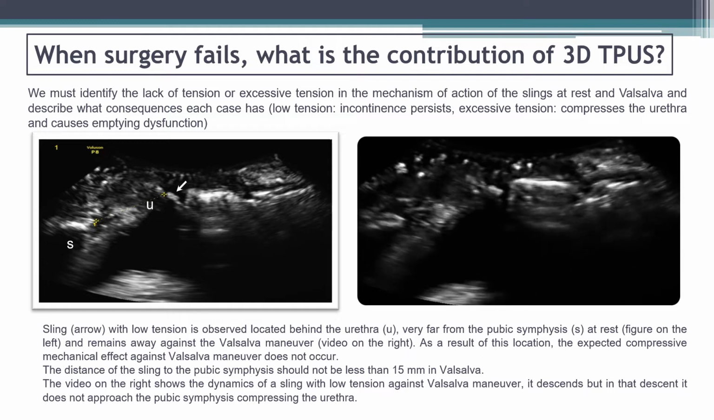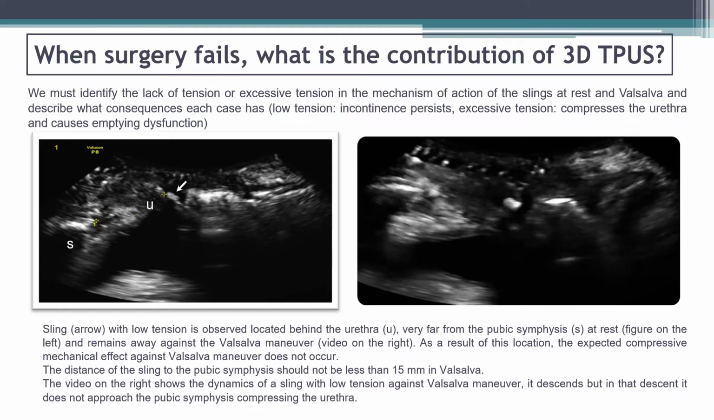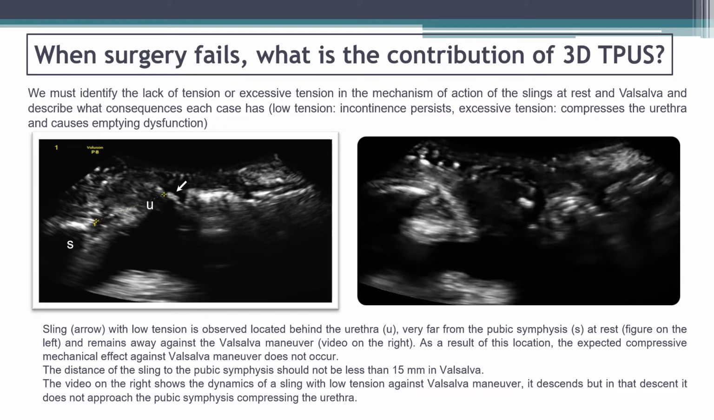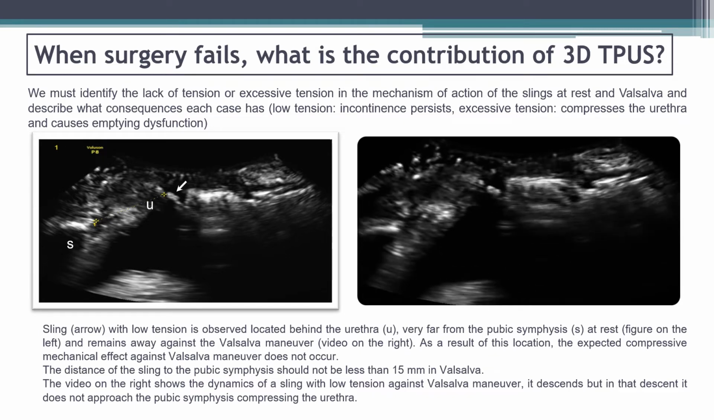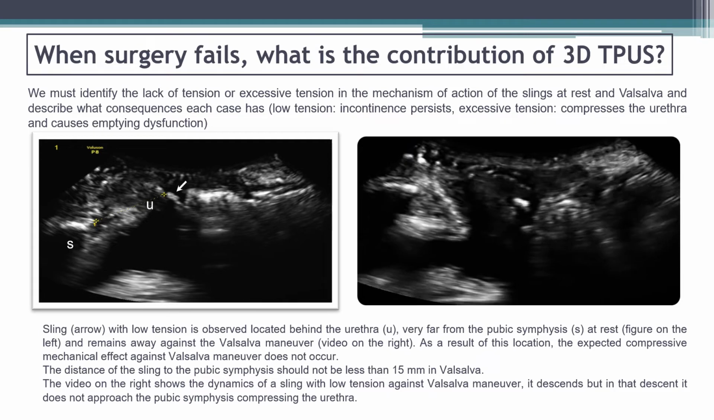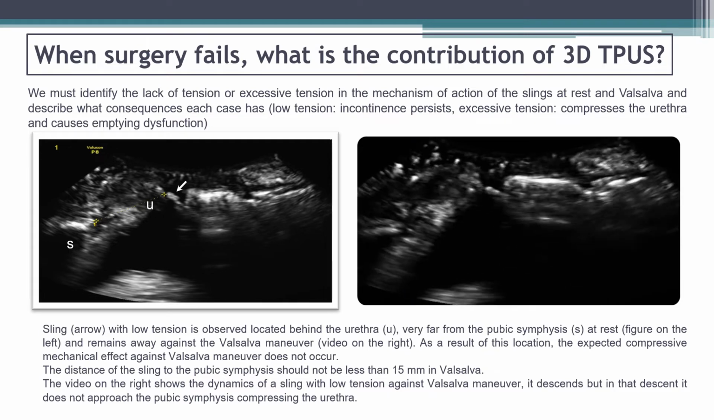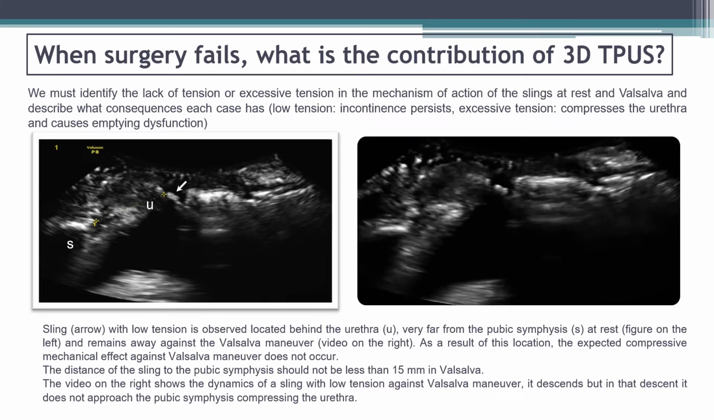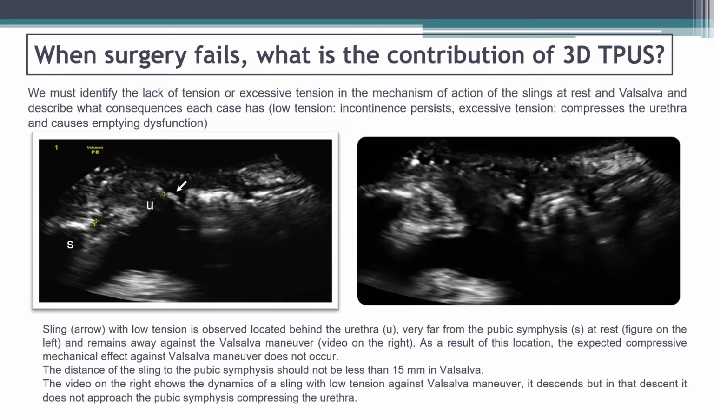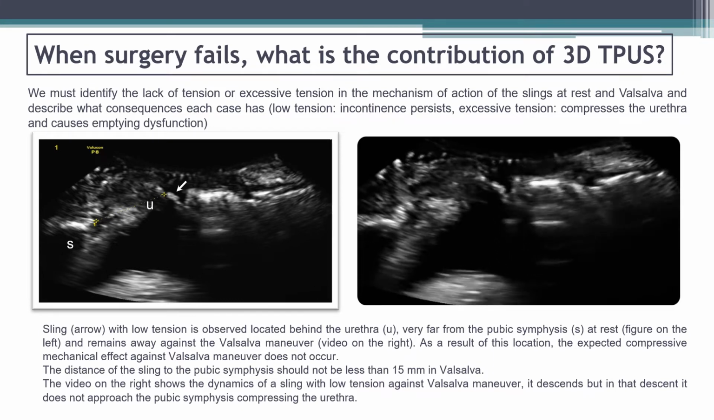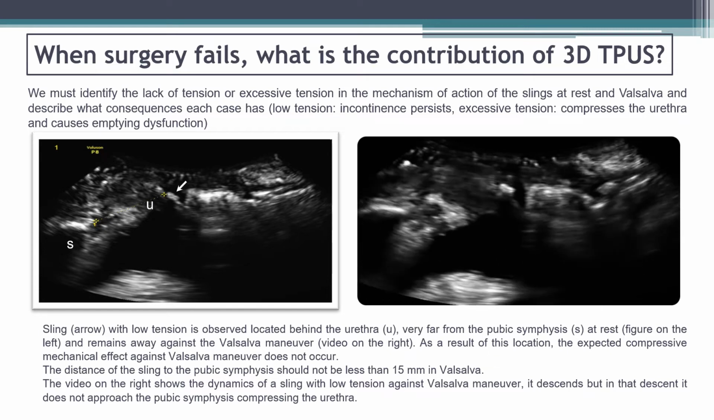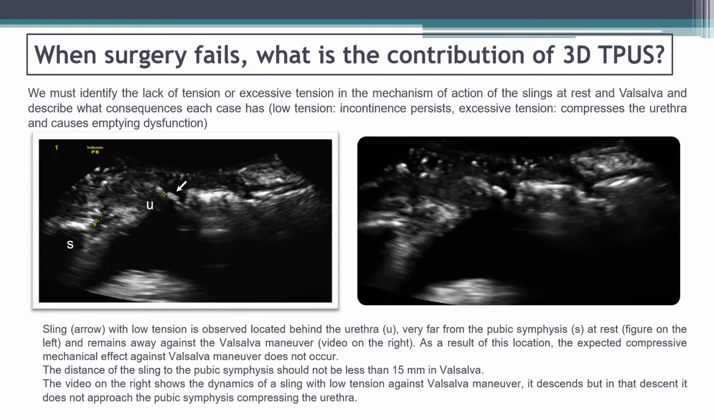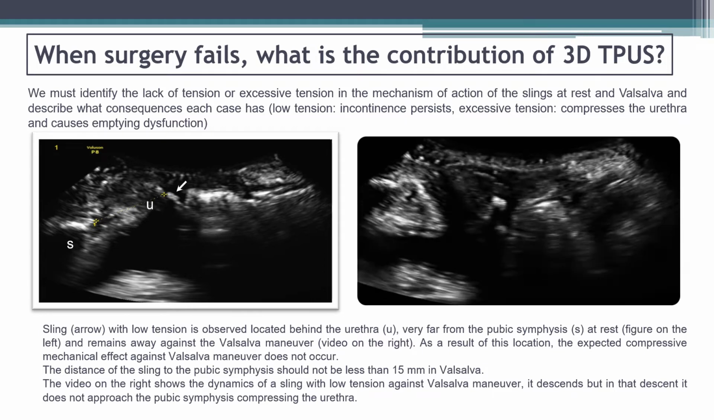A sling with low tension is observed located behind the urethra, very far from the pubic symphysis at rest in the figure on the left, and remains away against the Valsalva maneuver, as you can see on the video on the right. As a result of this location, the expected compressive mechanical effect against Valsalva maneuver does not occur. The distance of the sling to the pubic symphysis should not be less than 15 mm in Valsalva.